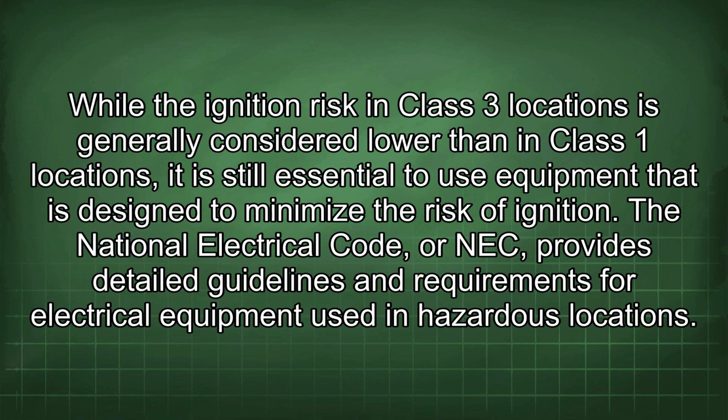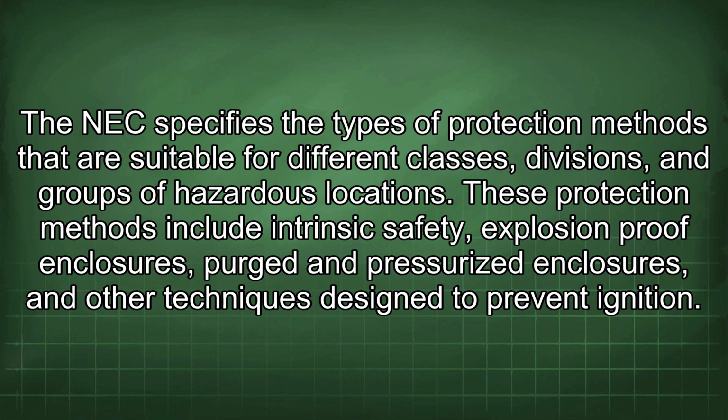The National Electrical Code, or NEC, provides detailed guidelines and requirements for electrical equipment used in hazardous locations. The NEC specifies the types of protection methods that are suitable for different classes, divisions, and groups of hazardous locations. These protection methods include intrinsic safety, explosion-proof enclosures, purged and pressurized enclosures, and other techniques designed to prevent ignition.